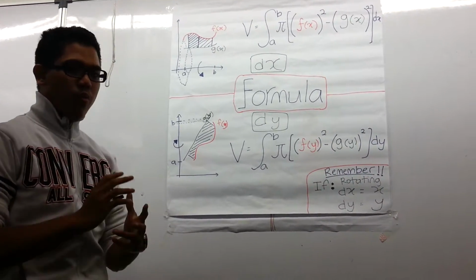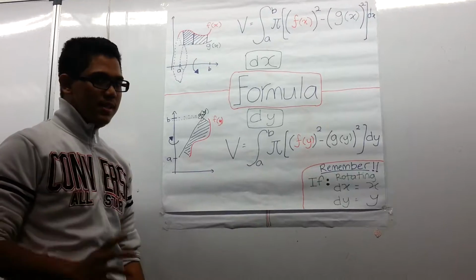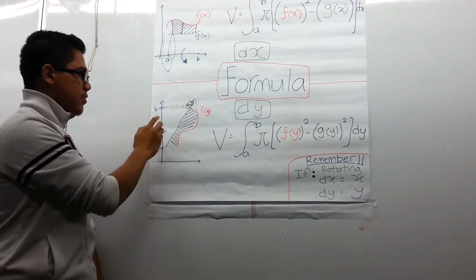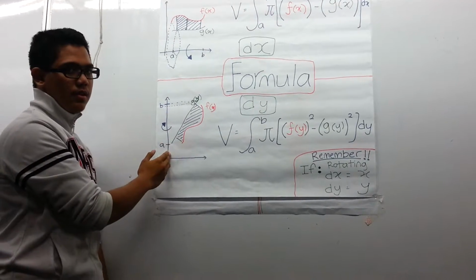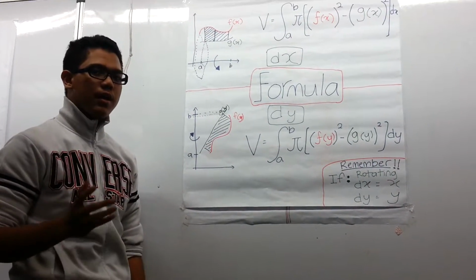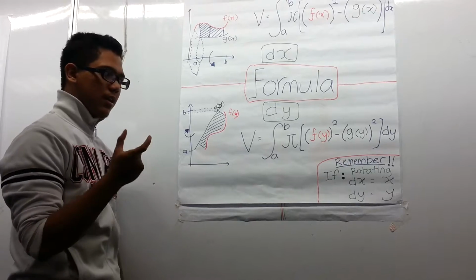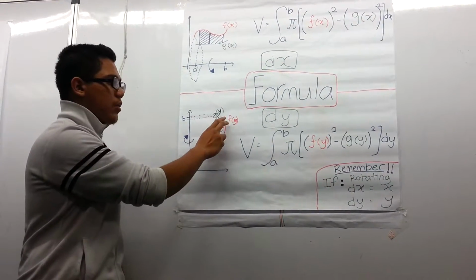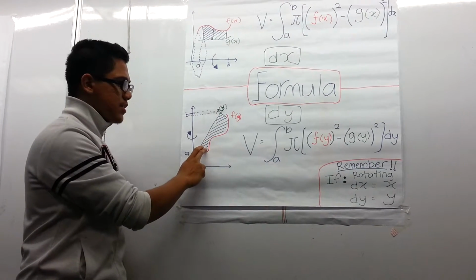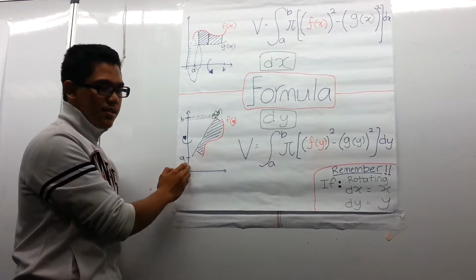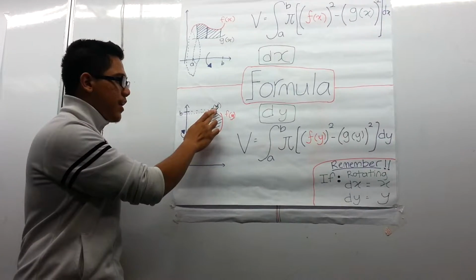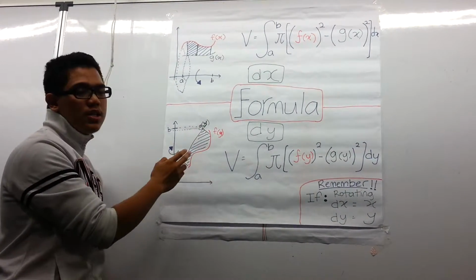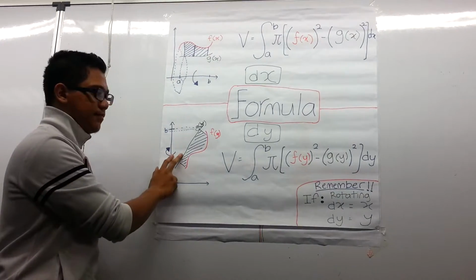Okay, but what we can also see is dy. dy is when we rotate about the y-axis. That's the meaning of dy. Okay, for dy, it is the outer radius from the y-axis minus the inner radius from the y-axis. f is the outer, g is the inner.